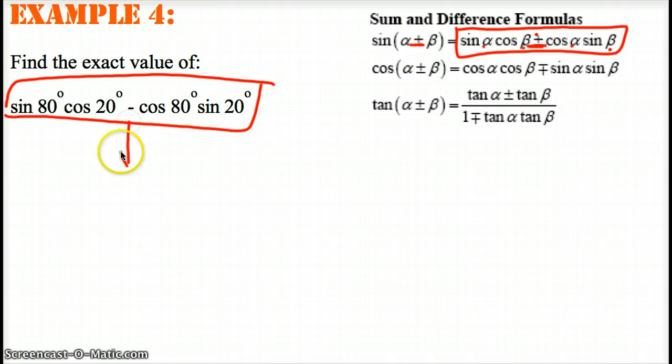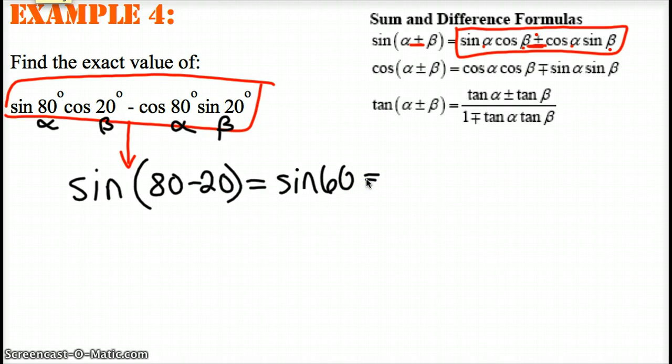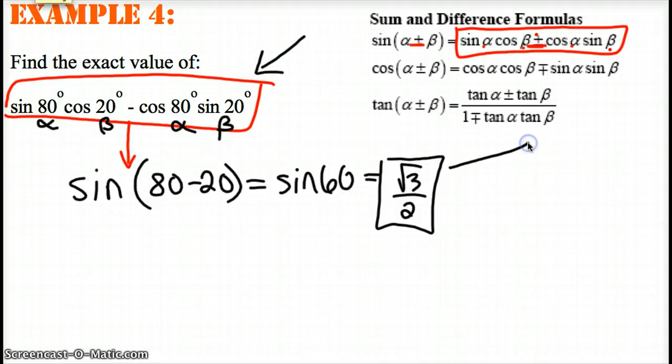This quickly converts, recognizing that 80 is going to be your alpha, 20 is going to be your beta. I'm going to quickly convert this to an equivalent value, which is the sine of 80 minus 20. Well, that's just the sine of 60, which, according to my unit circle, is square root of 3 over 2. Plug it into your calculator. Verify that they are equivalent. If you plug this in your calculator, you should get the same decimal as if you plug square root of 3 over 2 into your calculator. Make sure you're in degree mode, of course, otherwise it won't work. So that is going backwards. You'll see some of that in class as well. So bring this example in so you can use it to pull from.